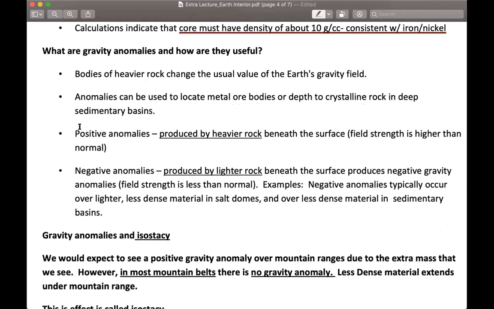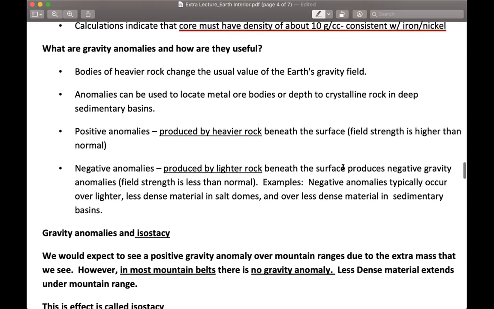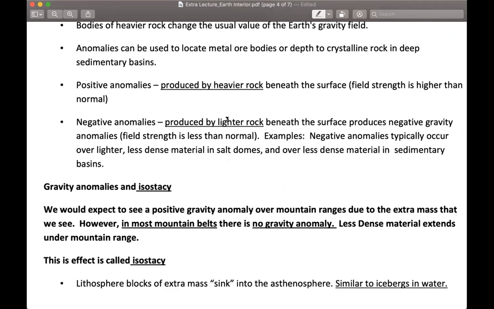These anomalies can be positive or negative. Positive means it's giving a higher density contrast. That is happening because of heavier rock. Heavier rock means this rock contains a lot of dense materials, like for example magnetite, or zinc sulfide, which we call sphalerite, or even gold, right? Those are heavy. And if they are distributed intensively in an area, they can give a contrasting field anomaly, right?